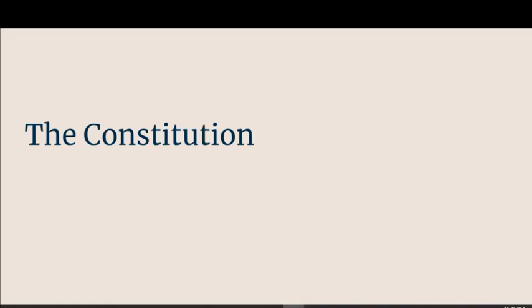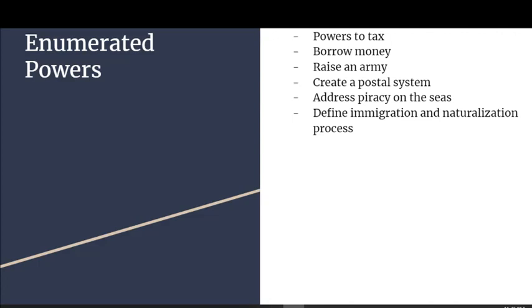Now we will go on to the Constitution. So here are some enumerated powers that the government has. The federal government can tax, borrow money, raise an army, create a postal system, address piracy over the seas, and define immigration and naturalization processes for coming into the country and becoming a citizen.